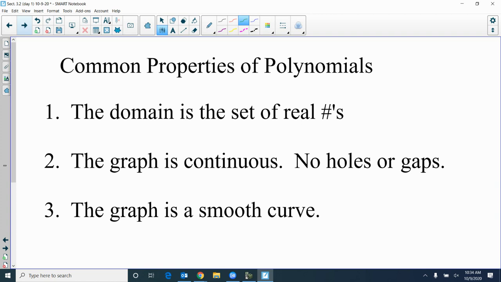Couple properties. Domain is a set of real numbers. You never can have an x in the denominator, okay, because we have positive whole numbers. The graph is continuous. There are no holes, there are no gaps, okay, from left to right. Okay, it can't be one of those piecewise functions where it jumps. No, continuous. And it's a smooth curve. Okay, no corners, nothing goofy. Okay, everything's a smooth curve. These are the properties of polynomials in their graphs.